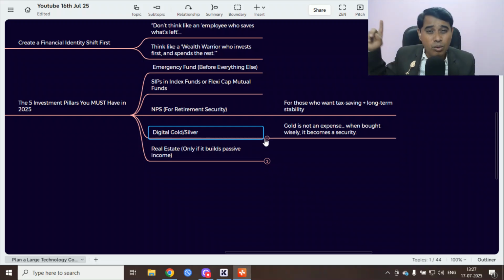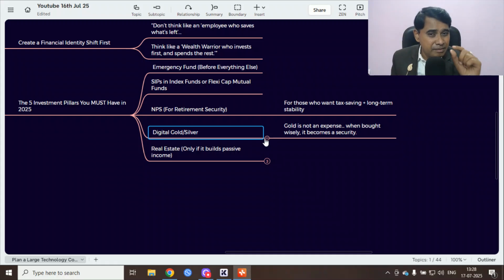Do you know what the gold rate was 10 years back? What is the gold rate now? What was the gold rate 5 years back? What is it now? And how the gold rate is increasing on a day-to-day basis, whether you are monitoring that or not, question yourself. It will definitely change the trajectory of your net worth building.